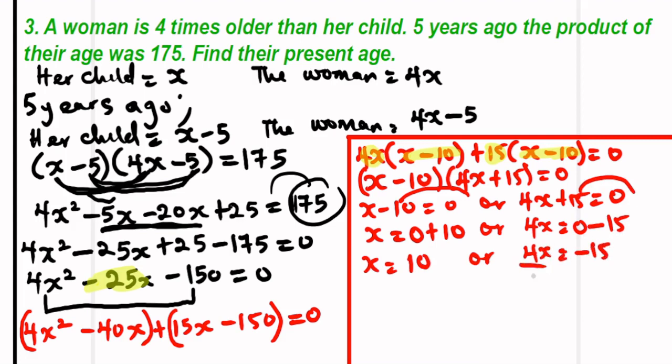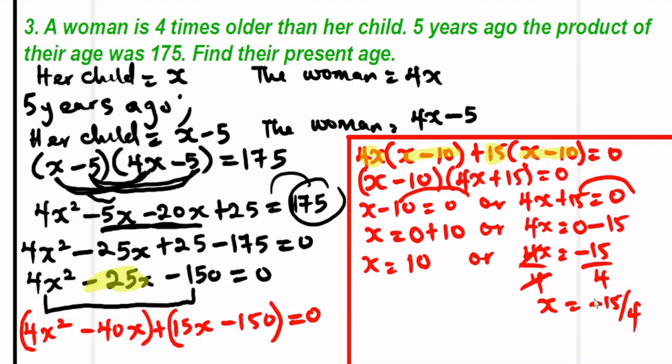Now I'm looking for just the value of x. I will divide both sides by 4. When I divide both sides by 4, our value for x is equal to minus 15 over 4. So you will notice something about this answer. The first one is 10. The second one is minus 15 over 4. Now, when we are working with the age of someone, our age can never be a fraction, neither can it be negative.